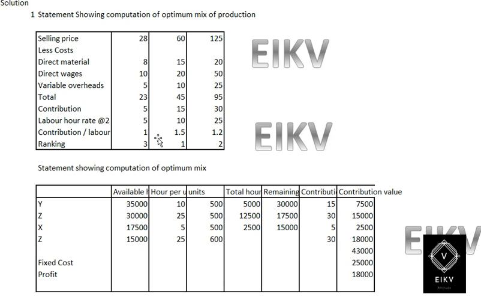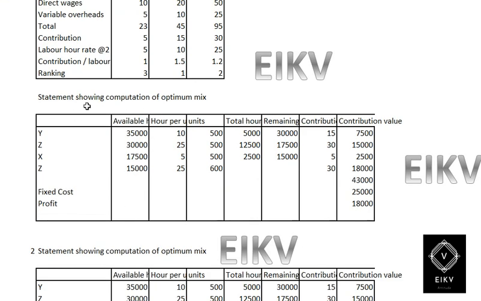So among these, the highest contribution per hour is ranked as 1, which is 1.5, that is product Y, and then product Z is ranked as 2, which is 1.2, and finally product X shall be ranked as 3. Again we are going to compute the optimum mix.